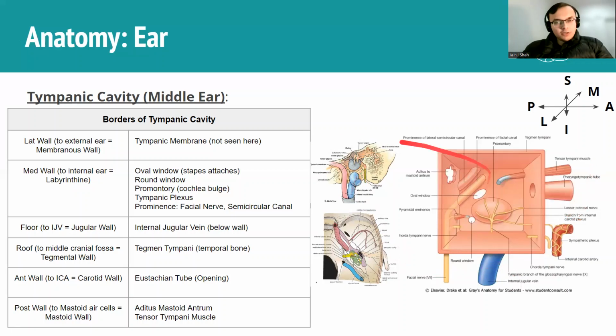I hope this combination of diagrams helps clarify where the vessels lie in relation to the tympanic cavity. If not, just have a look at them and see if you can piece together those bits of anatomy in your head.